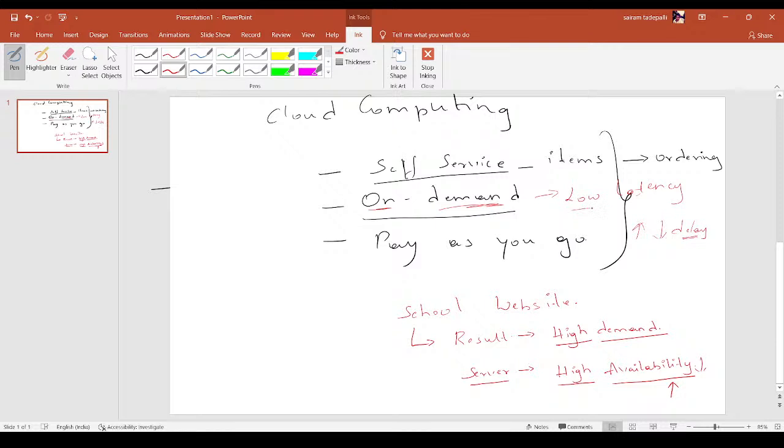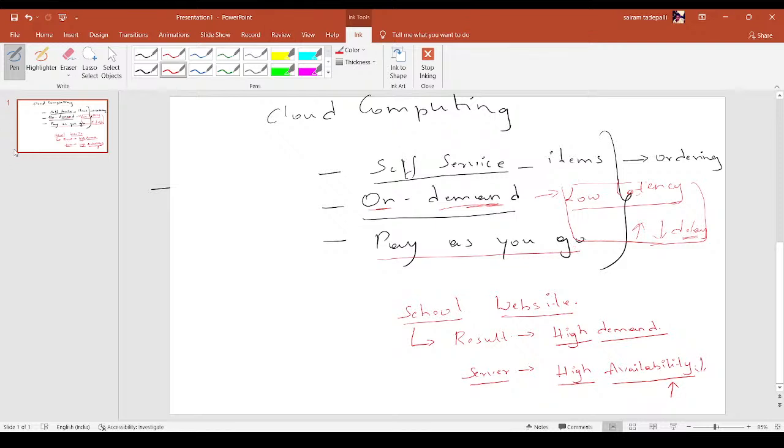So whenever you are focusing on any cloud solution, that means you are maintaining a project related to cloud, like school or university websites, the utmost thing you need to focus on is low latency and high availability. And pay as you go is the third one.